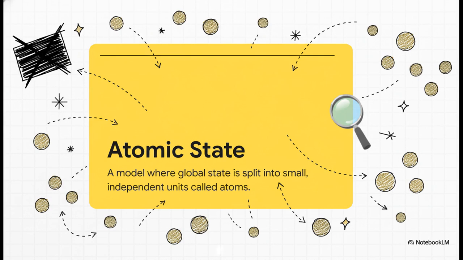I want you to just forget about having one single giant object that holds all your app's state. Instead, you break your state down into these tiny, independent pieces called atoms. Any component can subscribe to any atom it needs, and here's the kicker: only that component will re-render when that specific atom changes. It is incredibly efficient.